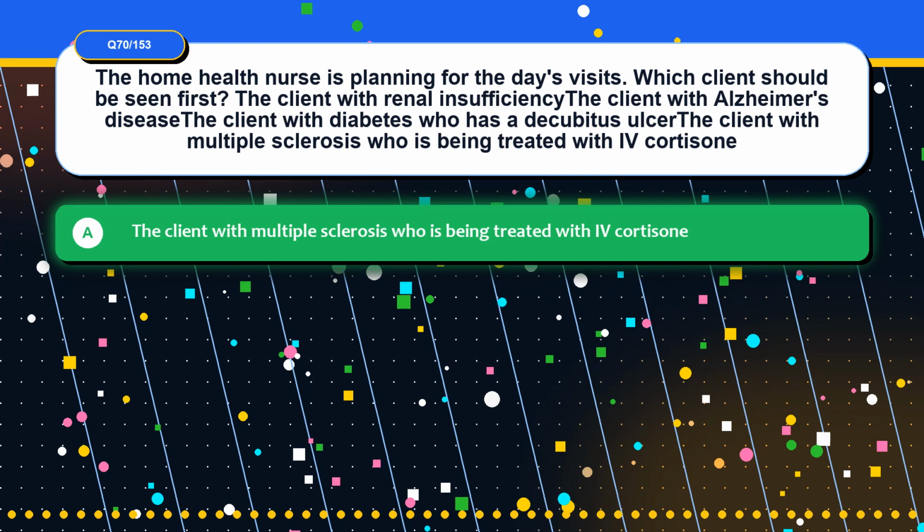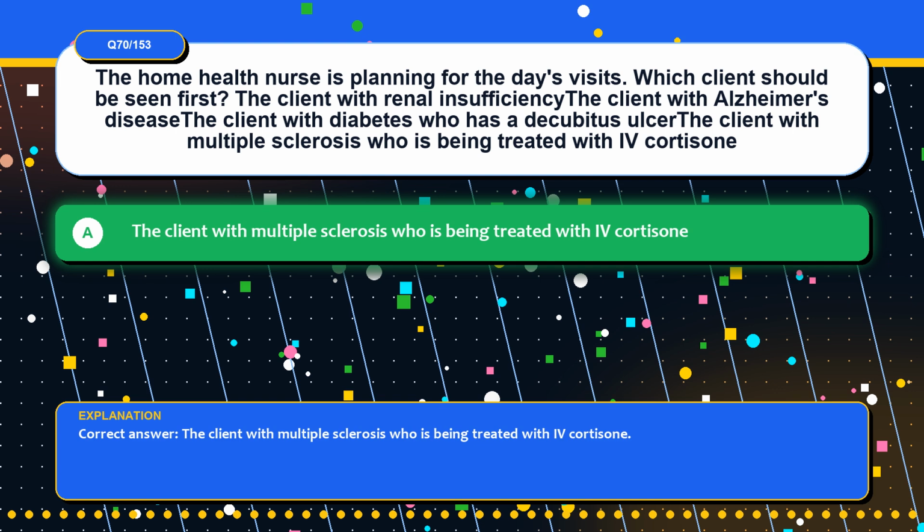The correct answer is option A. The client with multiple sclerosis who is being treated with Solu-Cortef.